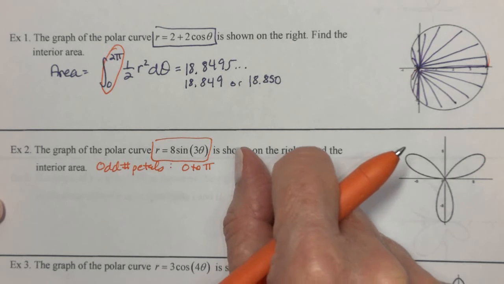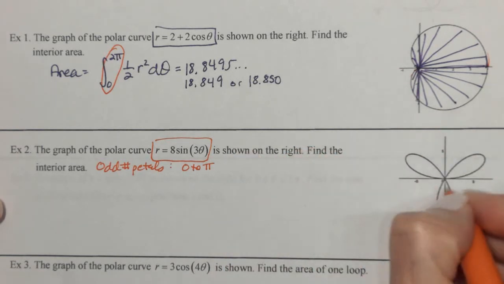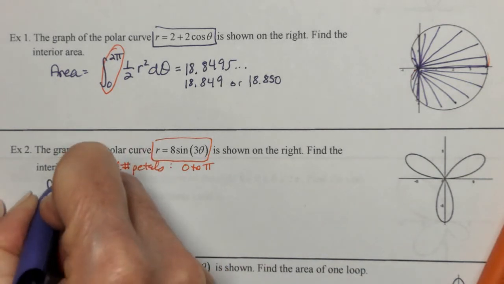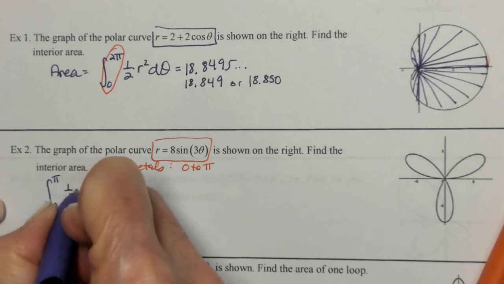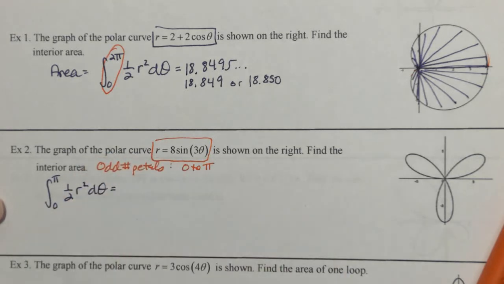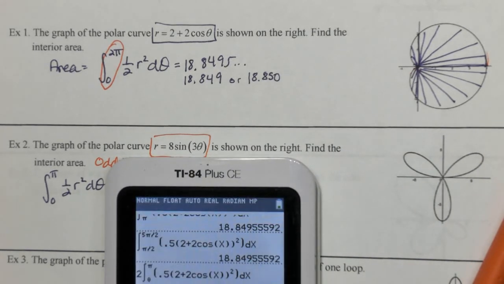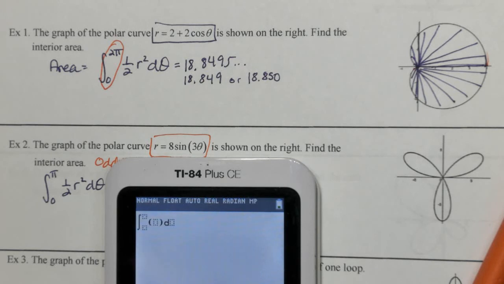Okay? All right, so if we want to know the interior area of this, we will just have the integral from 0 to pi of 1/2 r squared d theta, where r is 8 sine 3 theta. So math 9, 0 to pi, 1/2 r squared, (8 sine 3 theta) squared, make sure you get your parentheses correct, 50.265.